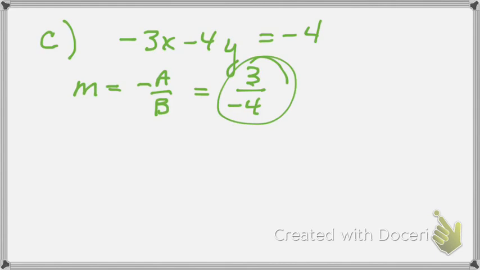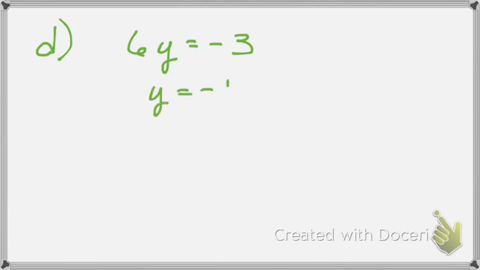All right, letter D. D is 6y equals negative 3. The question is, what is the slope? Negative a half. That's what everybody always says, but that's not it. The equation is y equals negative a half. There's no x, so the slope is 0.